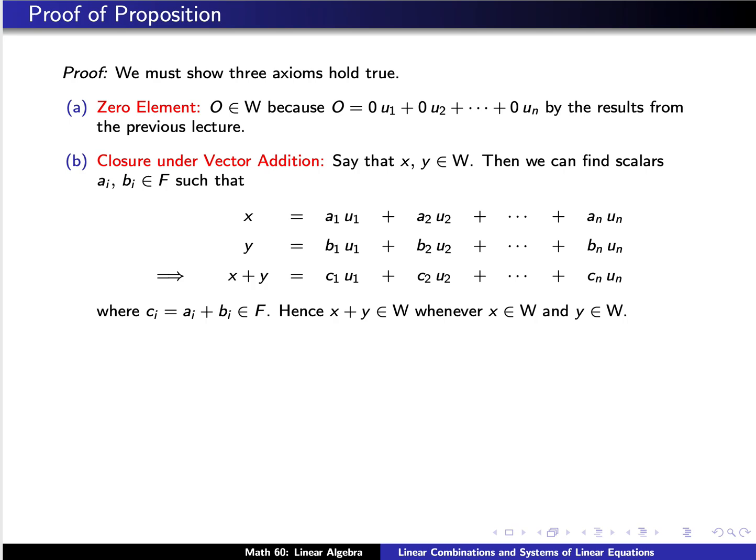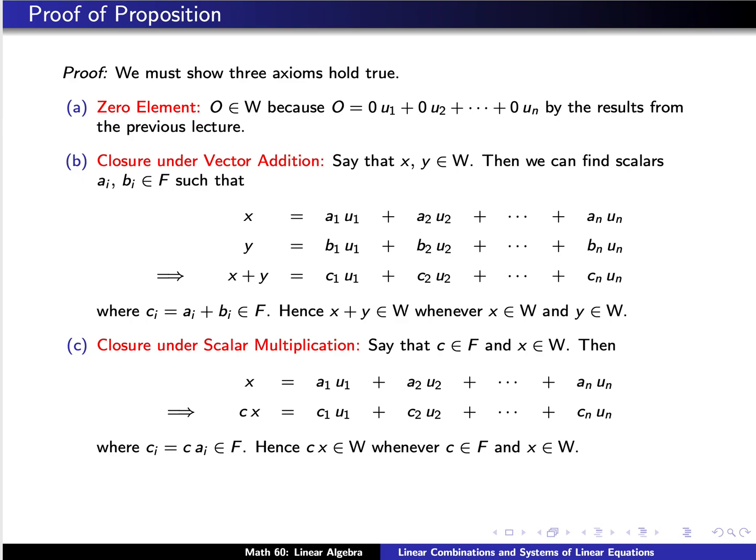Next, let's check closure under vector addition. Let's say that x and y are 2 vectors in W. Remember, this means that x is a linear combination that I can write in terms of coefficients a sub i, and y, similarly, will be a linear combination in terms of the coefficients b sub i. Now, if we add these 2 together, then we can see that x plus y is a linear combination in terms of these coefficients c sub i, which equal a sub i plus b sub i. Hence, the sum x plus y is also in our set W.